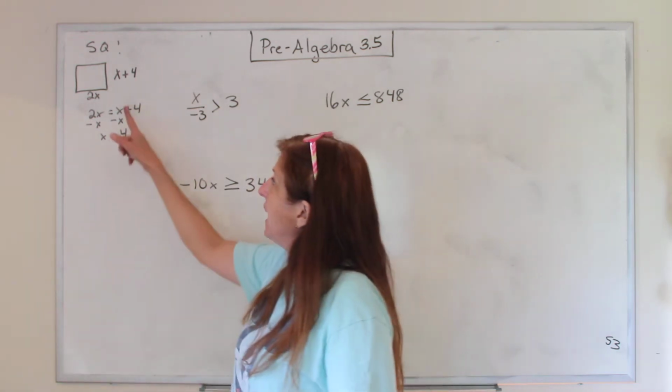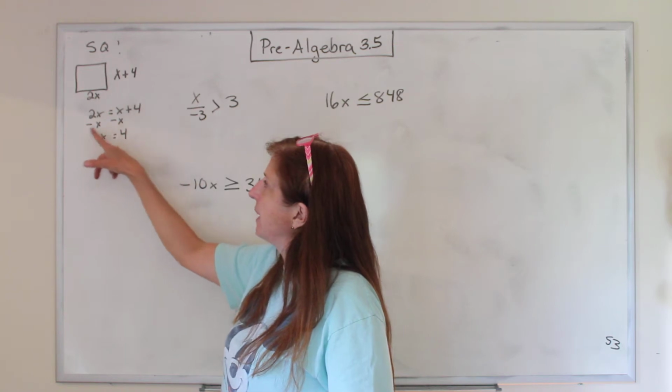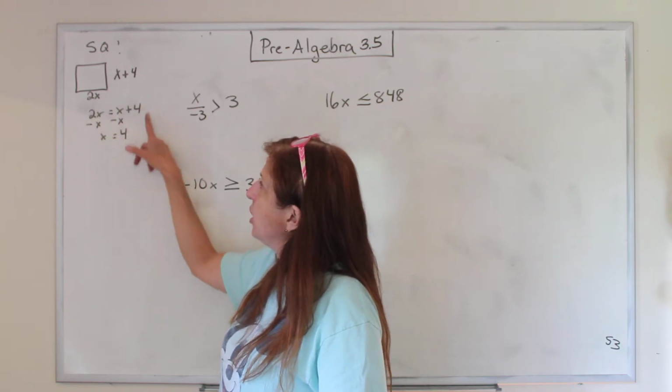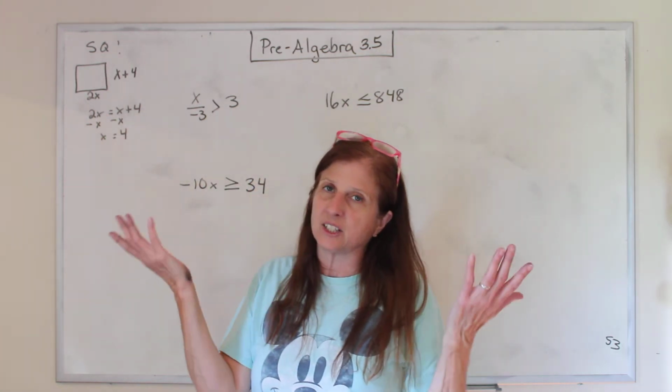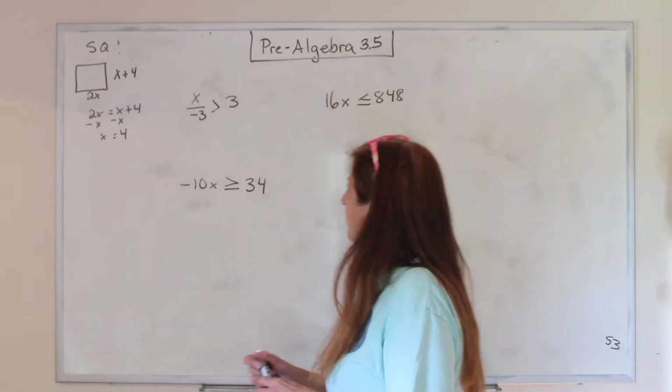So why is it ugly? X is on both sides. Move the little one to the big one. The opposite of X is minus X. 2X minus X is X. Bring down what you didn't mess with. X is 4. Important lesson: always read the problem. Alright.